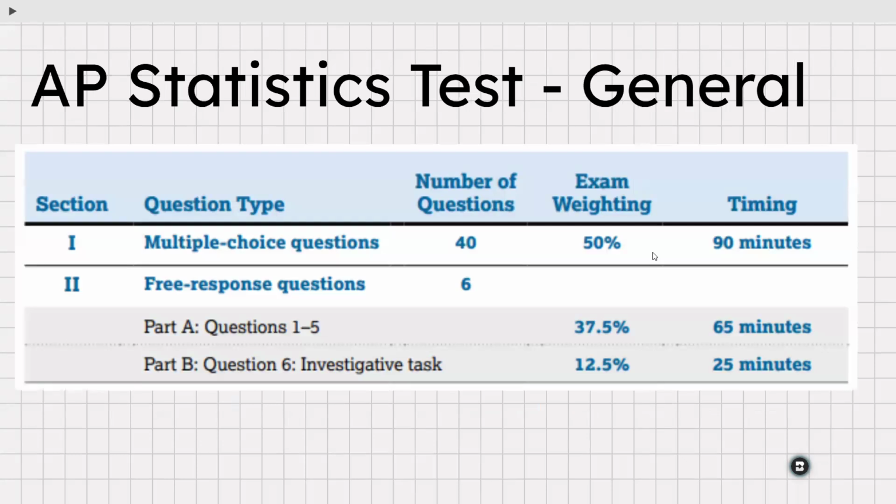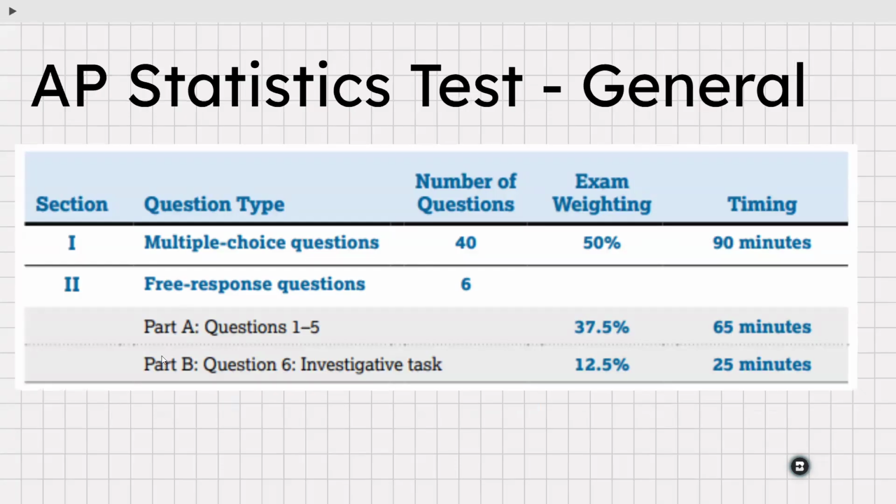So, makeup of the test. This is the last time this is the case; it's changing next year. But for y'all, it's going to be 40 multiple choice questions and 6 FRQs. The 40 multiple choice questions are in 90 minutes, so about 2 minutes and 15 seconds a question on average. Then the free response questions, those 6 of them.